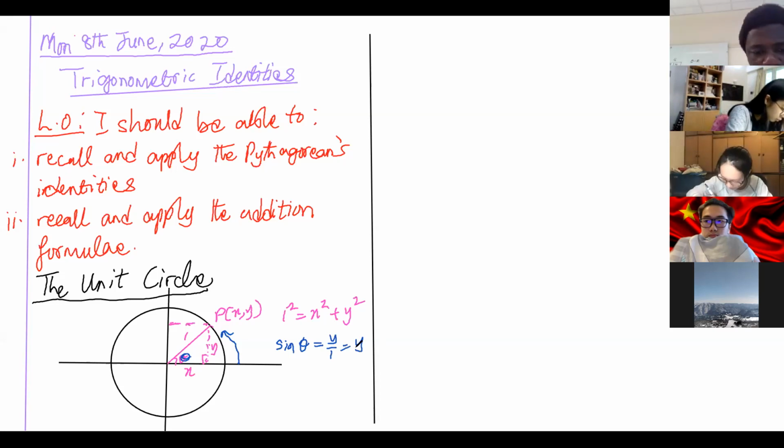So your sine theta is Y. You notice that your cos theta is what? Similarly? Someone else apart from Lillian? Please, I want this to be a two-way communication. So please, cos theta would be what? X over 1.